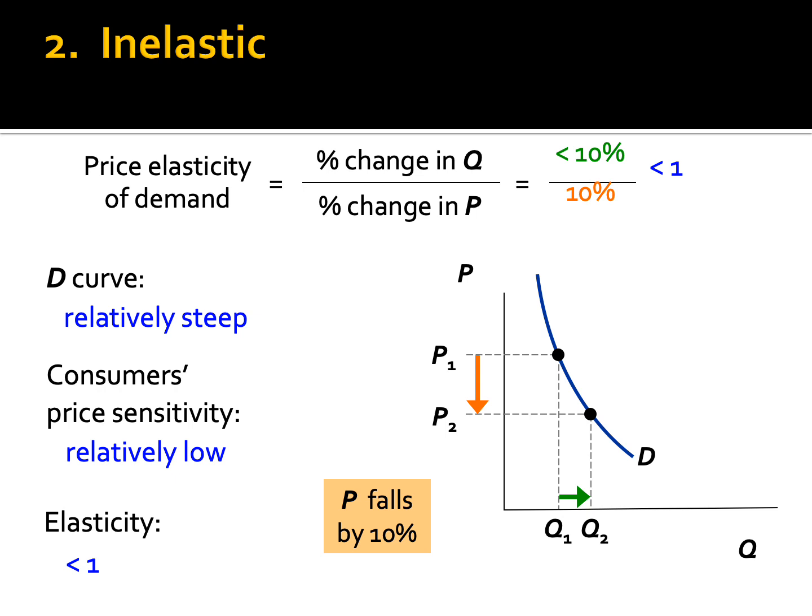Consumers' price sensitivity is fairly low. We can think of this as a good like toilet paper, for example. Cigarettes also follow a similar type of inelastic pattern. So again, price elasticity of demand is less than 1.